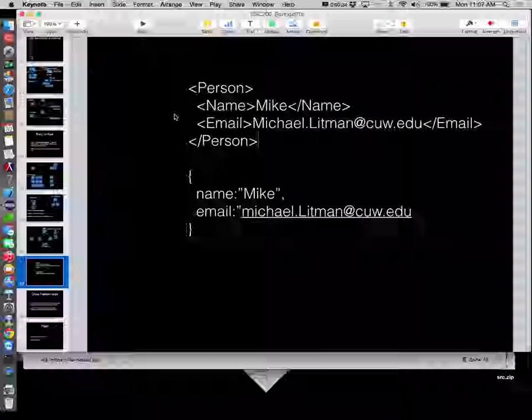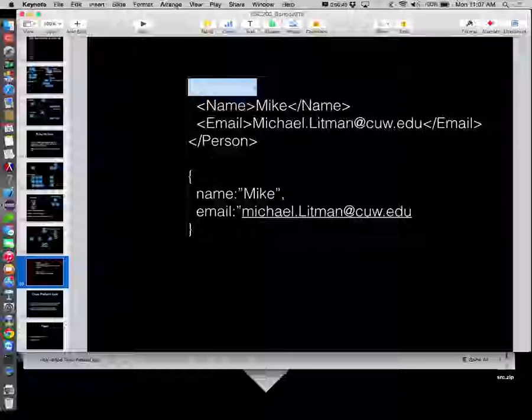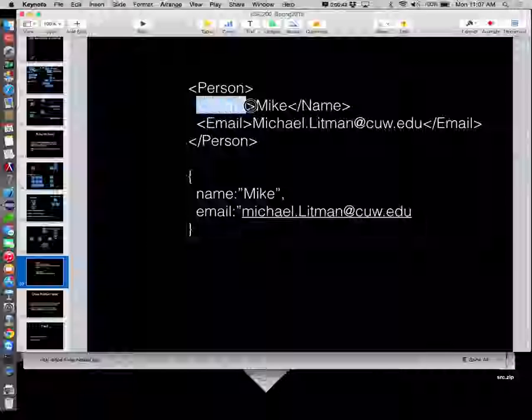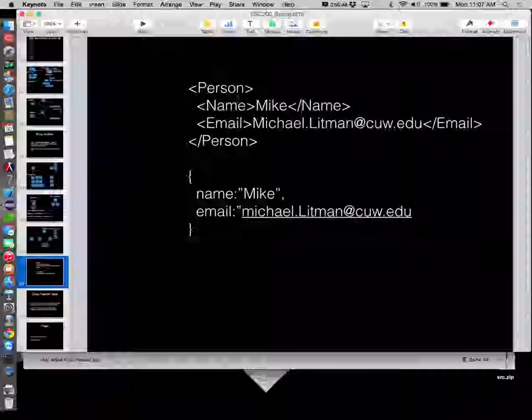And when we say data representation, notice that I'm using this tag-based language, opening person tag, closing person tag, opening name tag, closing name tag, to describe and represent data. So in this case, we're trying to represent a person who has a name, Mike, and has an email address, this. Okay, so we're representing data, and this is a standardized format for it.